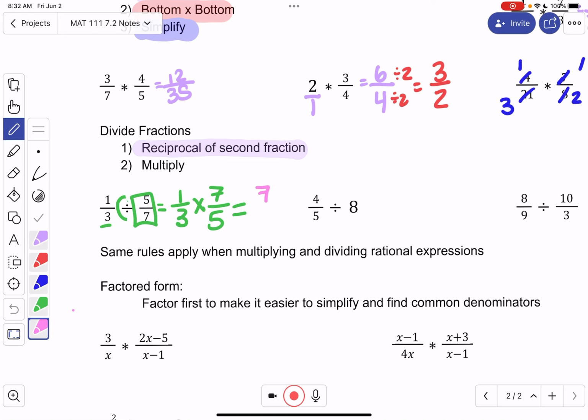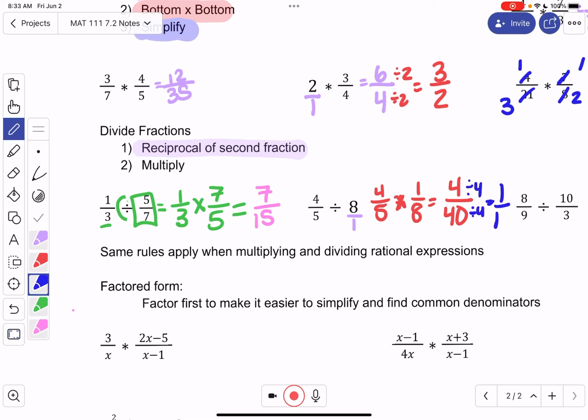1 times 7 is 7. 3 times 5 is 15, and that doesn't reduce. So the next fraction, same thing. First, we need to make the second number a fraction. Then we keep the first fraction, change it to multiplication, flip the second, multiply across. 4 times 1 is 4. 5 times 8 is 40. Those are both divisible by 4, so we get 1/10.